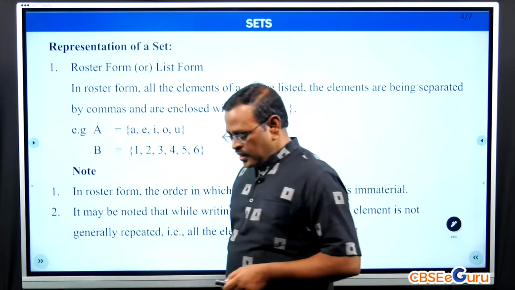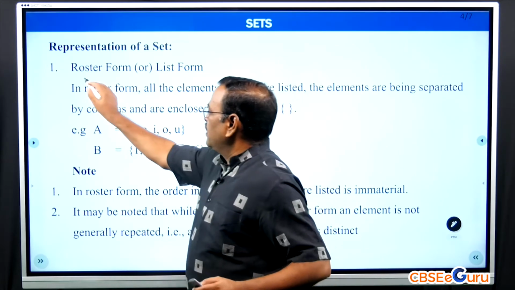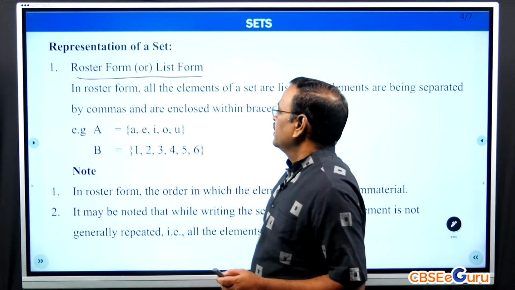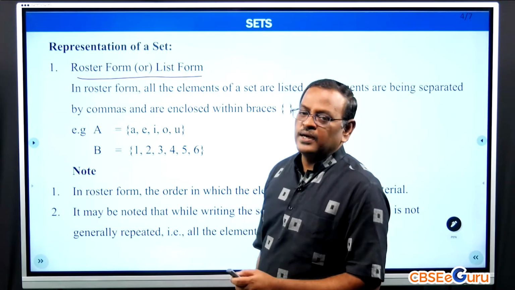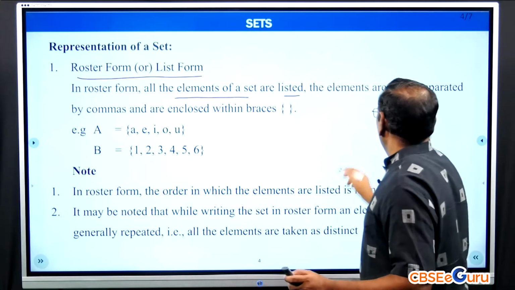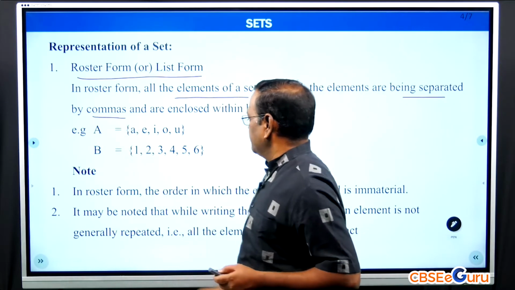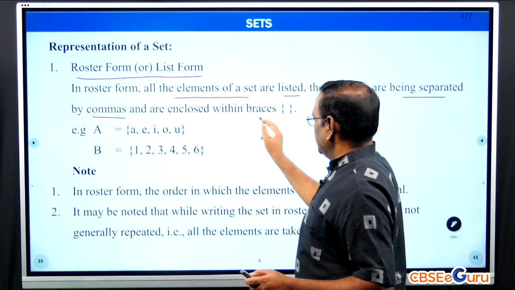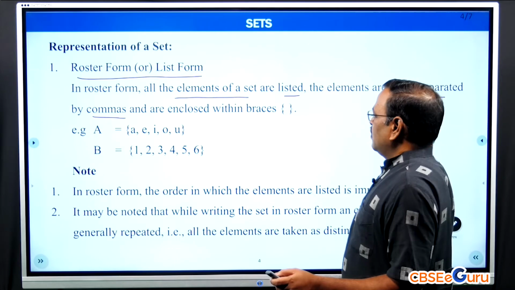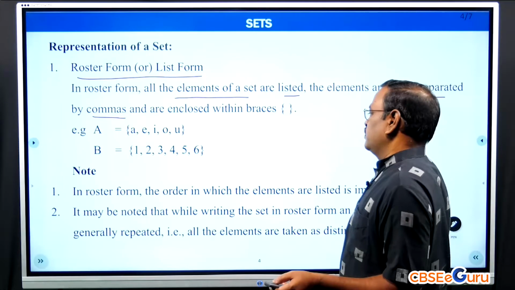representation of a set. We can represent a set in 2 different ways. One is roster form or list form. So what is the meaning of roster form or list form? In roster form, all the elements of a set are listed, the elements are separated by commas, and enclosed within braces.